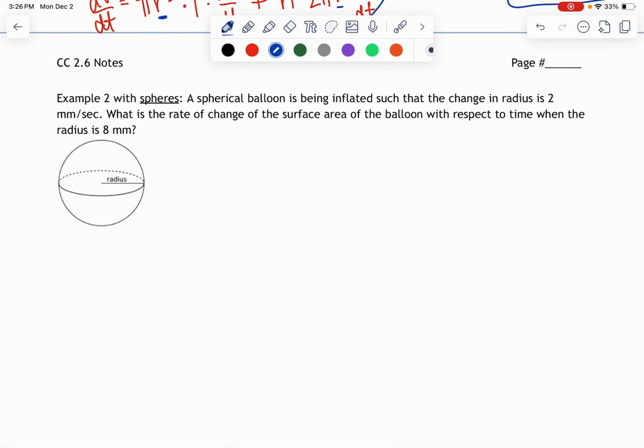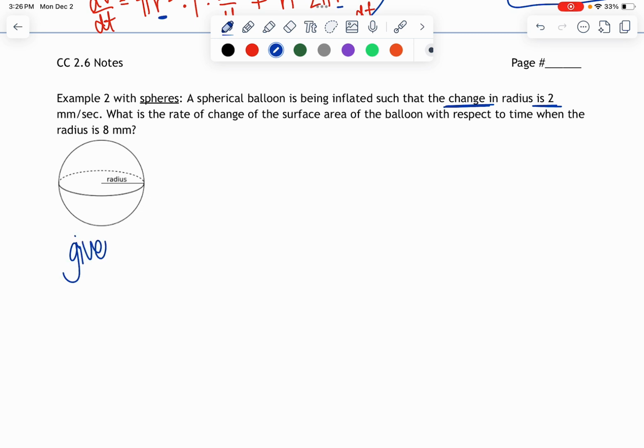Example 2 is with spheres. I underlined the word sphere and I put in a sphere picture just so you have a visual of what's going on here. It is a spherical balloon being inflated such that the rate of change in radius is 2 millimeters per second. So that just means we have a rate of change, which is a derivative. This radius is getting bigger, changing 2 millimeters per second.